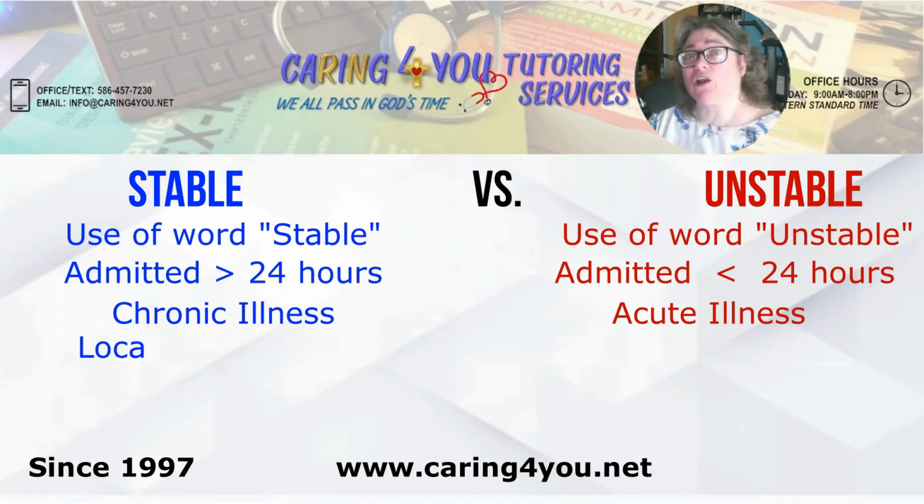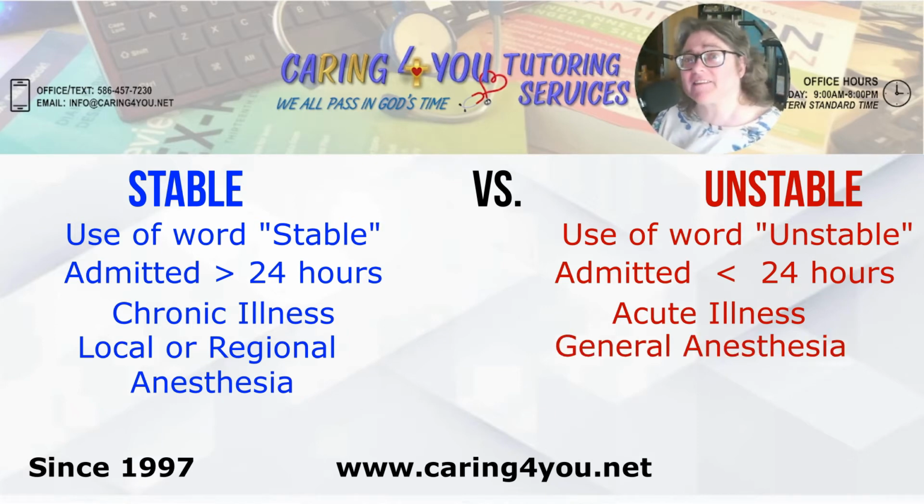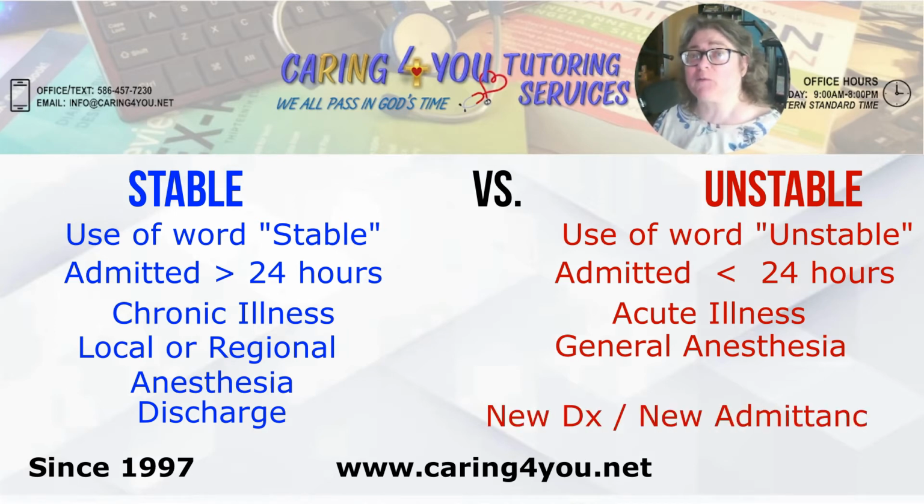If they are getting local or regional anesthesia, the person is considered stable. All right? If the person is getting general anesthesia, the person is considered unstable. So, who would you see first? Always pick the unstable first. Okay? If you see words like the person is ready for discharge or they're going to be discharged, versus newly diagnosed or newly admitted, right? The new stuff would be considered unstable. But if they're going to be discharged, that's considered stable, right?